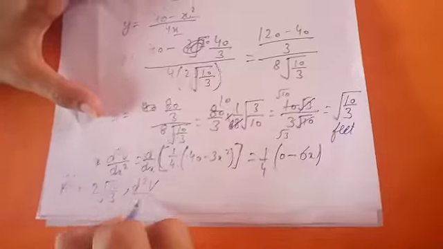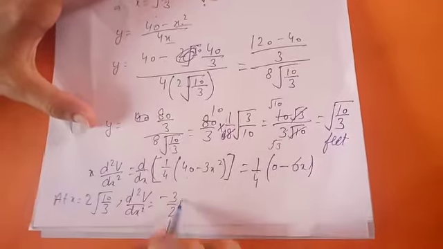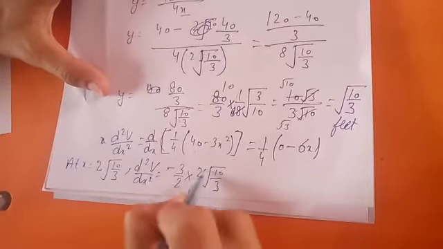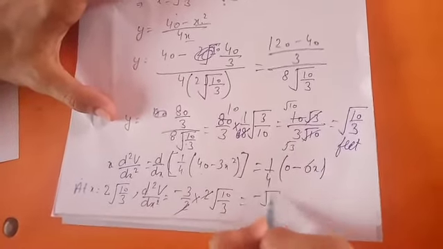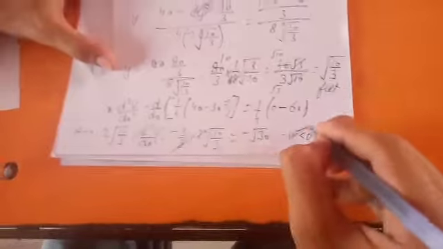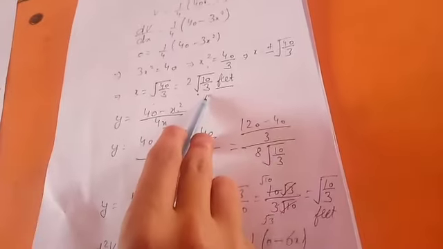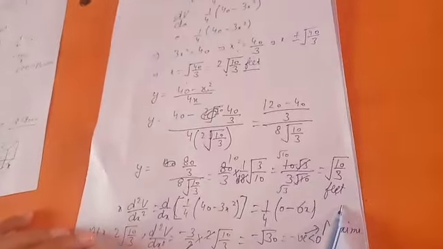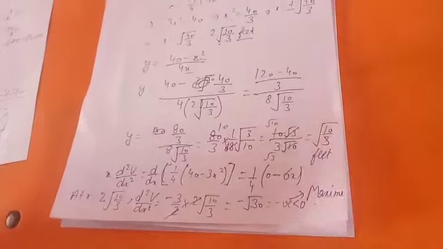Our d square V by dx square will be minus 3 by 2 into 2 root 10 by 3. This 2 cancels the 2, and this root 3 cancels 3 by root 3. So I get minus root 30. That is negative. Negative means less than 0. Hence our volume is at a point of maximum. Therefore at x equal to 2 root 10 by 3 feet and y equal to root 10 by 3 feet, I will have the volume of the tank as maximum, hence our result.